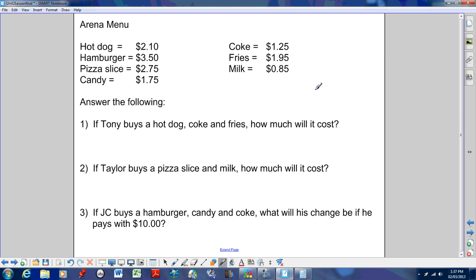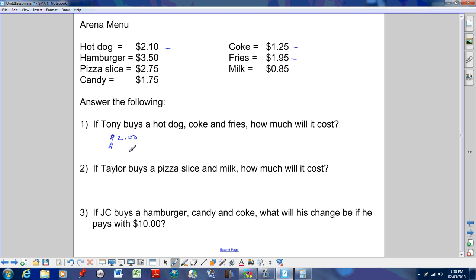So we're going back to this arena menu that we had in an earlier lesson. And this time we're going to round and do the calculations accordingly. So first question, if Tony buys a hot dog, so there's our hot dog, and then a Coke and fries. So there's our Coke and our fries. How much will it cost? Well, Tony's going to use rounding, and let's go to the nearest 50 cents because we're dealing with a smaller amount. So hot dog, Coke, fries. So the hot dog, that's going to be $2.